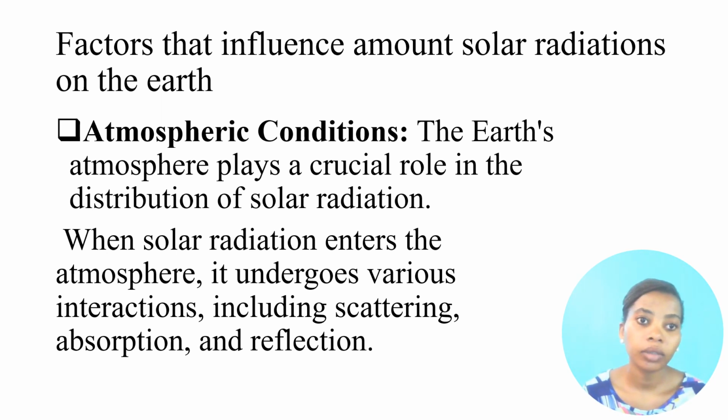I'm going to continue with the factors that influence the amount of solar radiation on the Earth. The first one is atmospheric conditions. The Earth's atmosphere plays a crucial role in the distribution of solar radiation. When solar radiation enters the atmosphere, it undergoes various interactions, including scattering, absorption, and reflection.